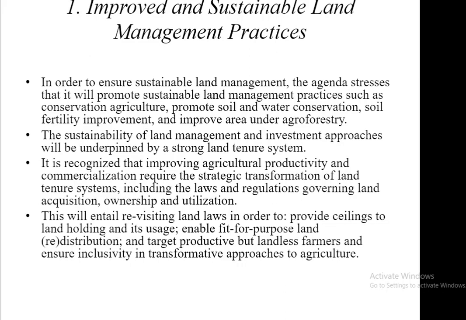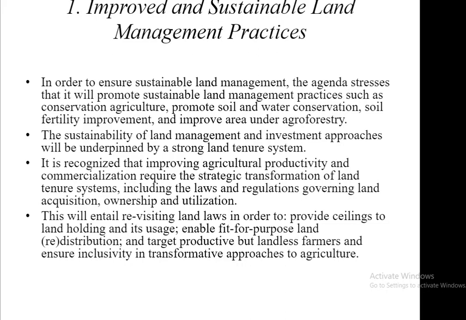To improve agricultural productivity and commercialization, the agenda stresses improved and sustainable land management practices, optimal utilization of land resources, climate smart and resilient agriculture, diversification of the agrarian sector, increased use of modern technologies and farm mechanization, access to targeted agriculture insurance, and the development of an agricultural finance policy.